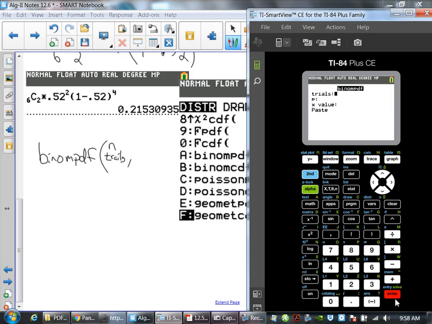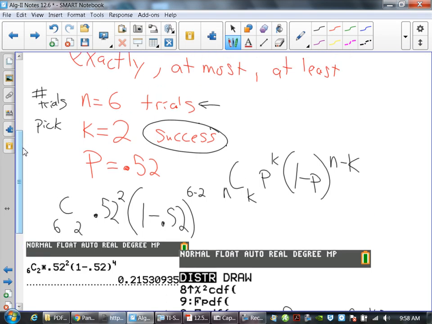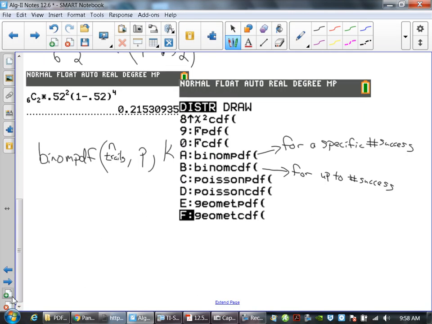If your calculator opened up parentheses, you're going to have the number of trials, then your p-value, comma, and then your k-value. Your k-value is, remember, your number of successes. N for trials, K for successes, P is your percentage. So it's going to go N, P, and K, close the parentheses, and it should spit out the right answer.